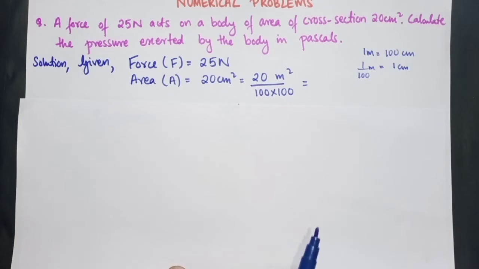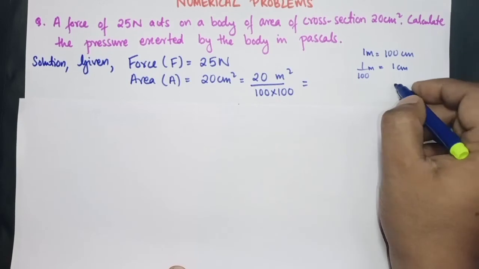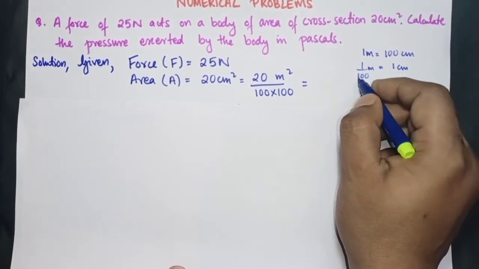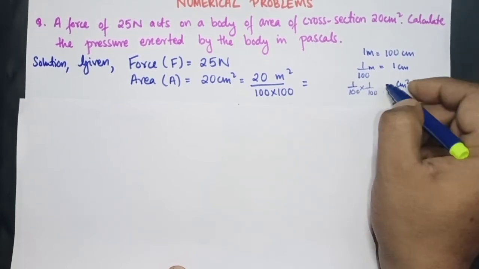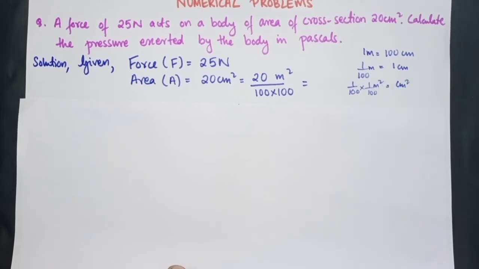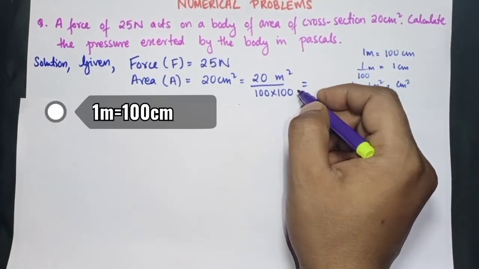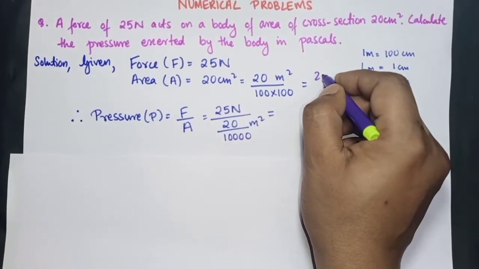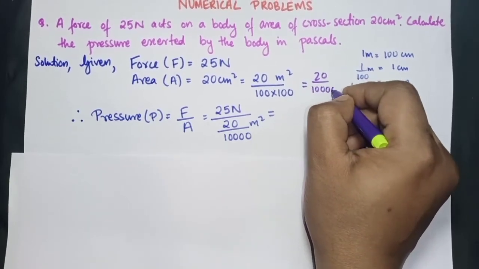Now why are we writing 200? Because there are 2 centimeter square. Centimeter square means centimeter into centimeter. That means this will come 2 times 100 into 1 by 100. Hope you are clear. So this will be meter square. Since there was 2 centimeter square, I am writing 200. So this I can write like this only. Now this I can change to 20 upon 4 zeros.